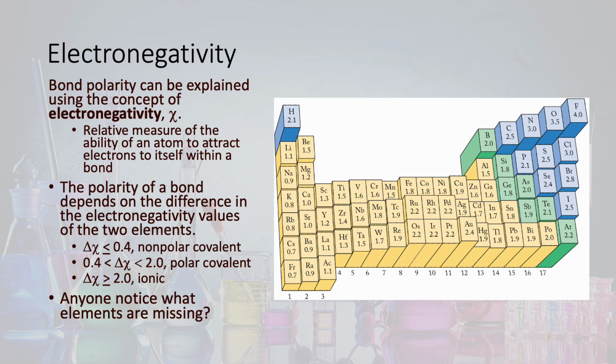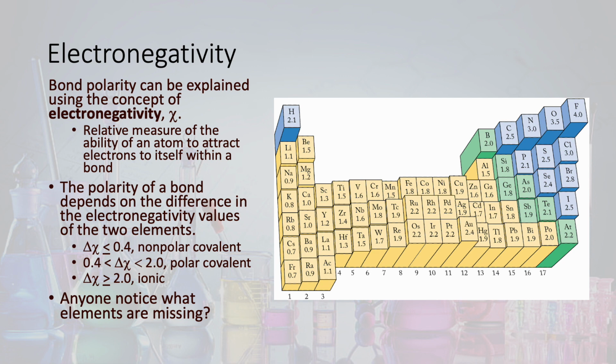In order to determine if a bond is polar, all you have to do is take the electronegativity of the more electronegative atom that's sharing a covalent bond with another atom and subtract from it the electronegativity of the less electronegative atom sharing that covalent bond. Right, and then there are a few different regions to consider.